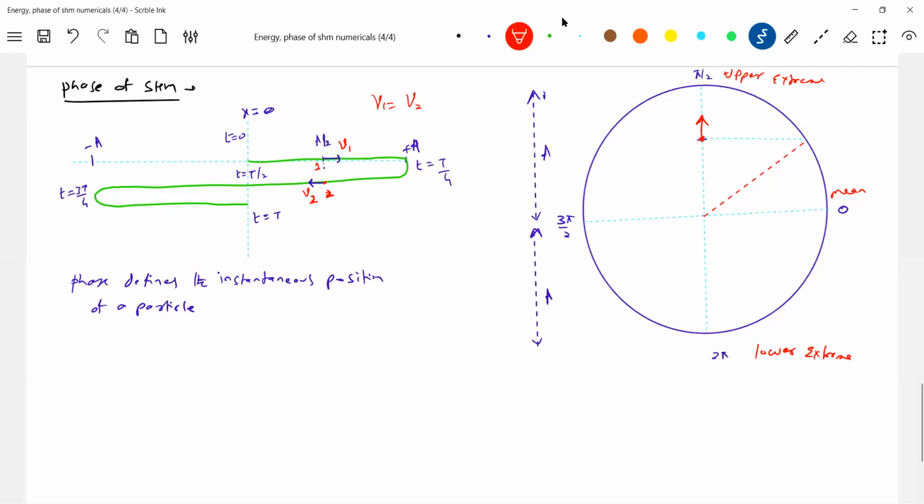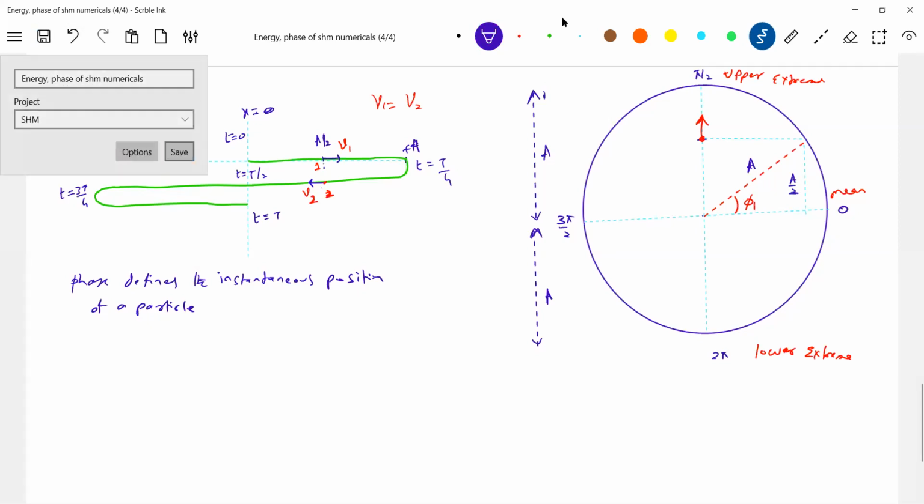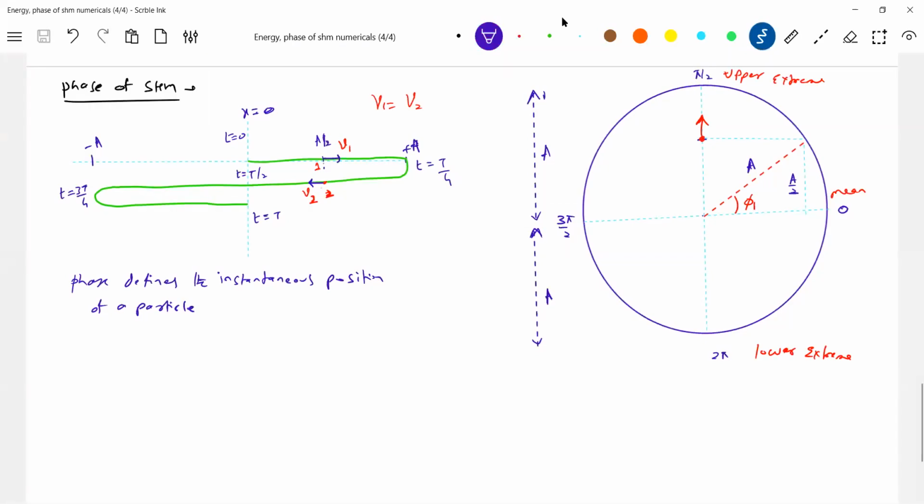Okay, how to calculate the phase at 1? I'll call the phase phi 1, we'll write it. From mathematics, this should be equal to A only, the radius. This is A, so what is this distance? A by 2. What is sine phi 1?